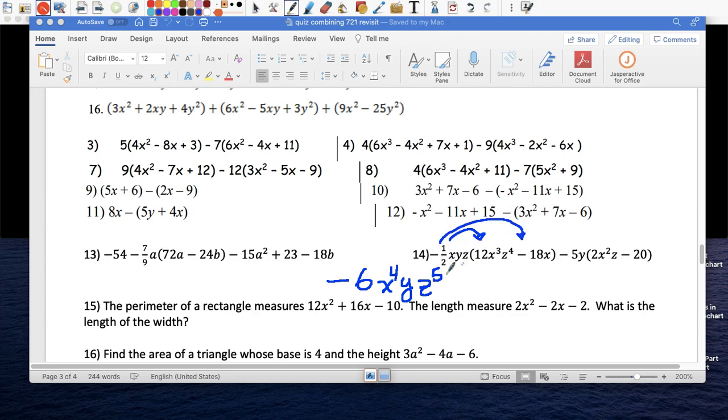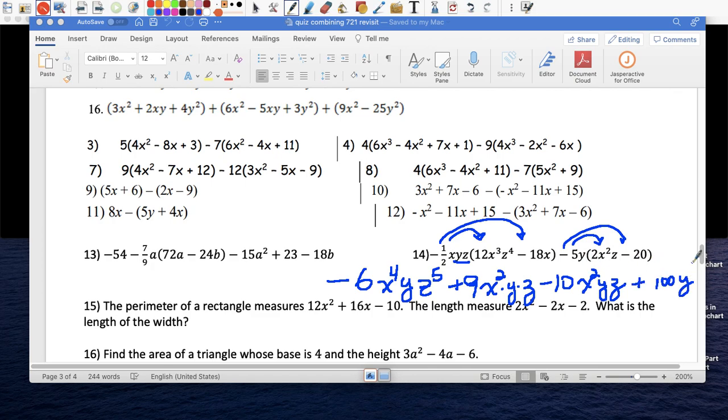Negative and a negative is a positive. What's half of 18? It's 9. Well, x times x is x squared, and then please write y times z as well. Next we have these two, negative 5 and positive 2 is negative 10. Y times x, so notice that they're all different variables, so we just have x squared, y, z. Okay? And then negative times a negative is a positive, and 5 times 20 is 100y.